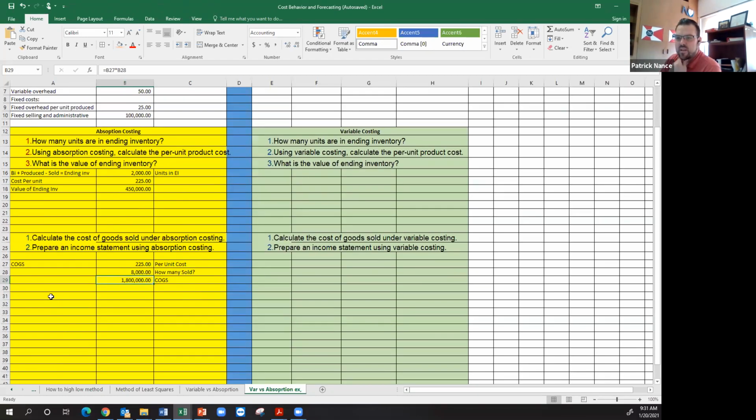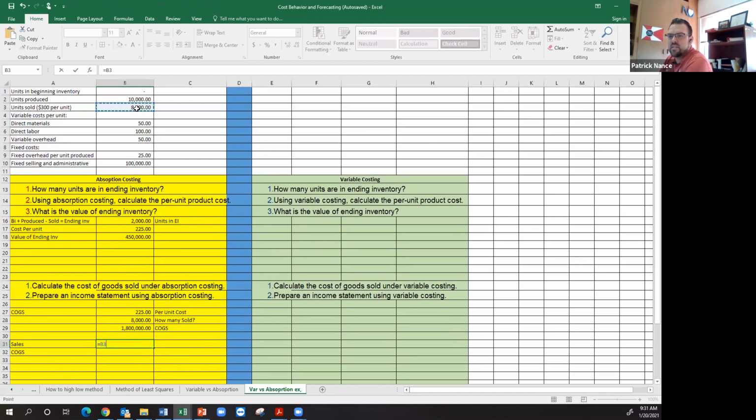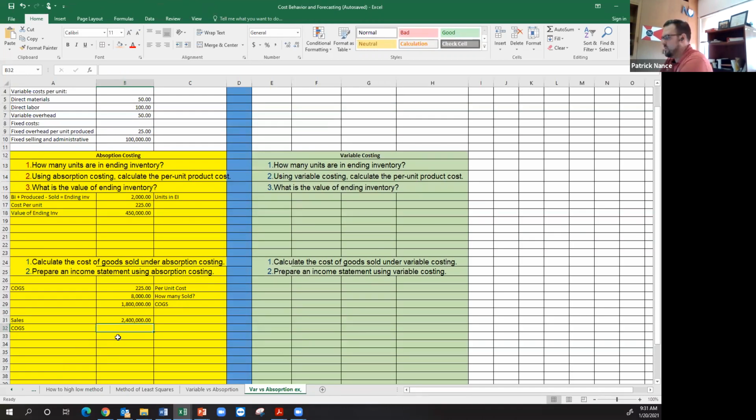So an income statement, remember, is my revenues minus my expenses, but we always take our cost of goods sold out first. So we start with sales minus my cost of goods sold, which I just found. My sales, I sold 8,000 units, and that's a given number. And it says that I sold those for $300 each. So I'm going to multiply that by 300. So my sales is 2.4 million. Sales minus my cost of goods sold is called my gross margin, so I'm going to subtract those two numbers.